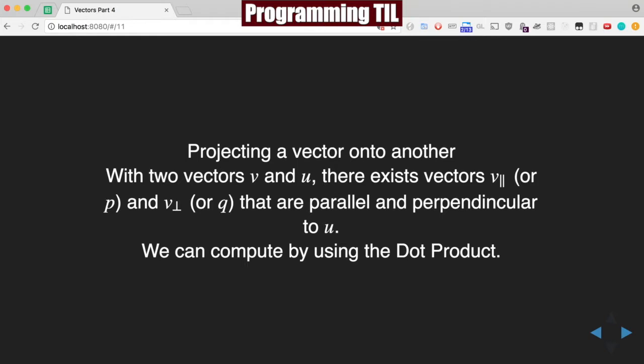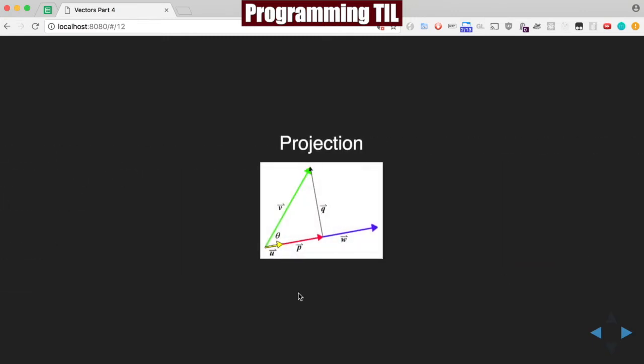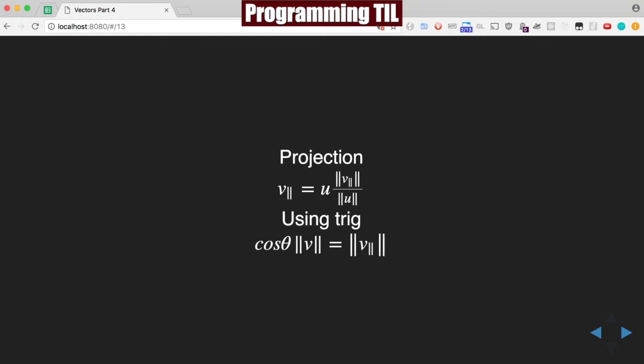Projection is when you have two vectors v and u, and there exist a v parallel and v perpendicular that are parallel and perpendicular to u, and we can compute these by using the dot product. Here's an example of what that looks like. We have this vector v and a short vector u. There's a vector p and q, one that is parallel to u and one that is perpendicular to u, that add up to the v vector. So you can see the projection here.